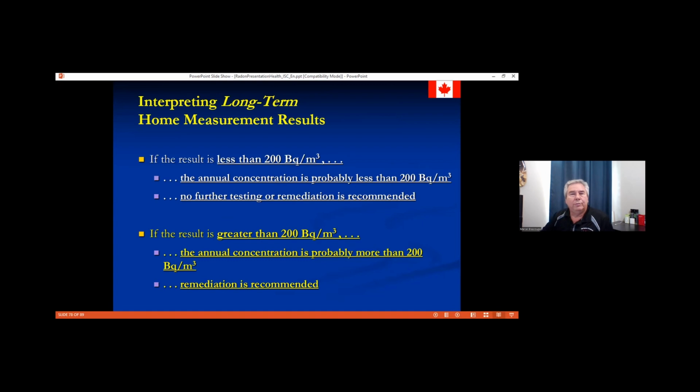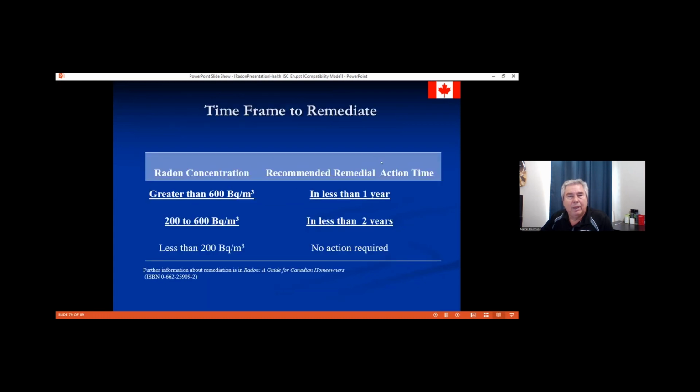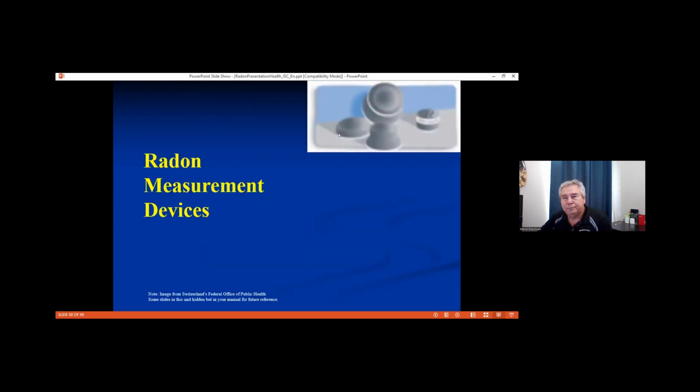So again, for long-term measurements, Health Canada recommends taking corrective action if the levels are greater than 200 becquerels per cubic meter. If it's under, then no remediation is recommended. What is the time frame to remediate? If your levels are between 200 and 600, they say you should take corrective action within the next 2 years. If your level is above 600, you should take corrective action in the next year. If you're below 200, no action required.